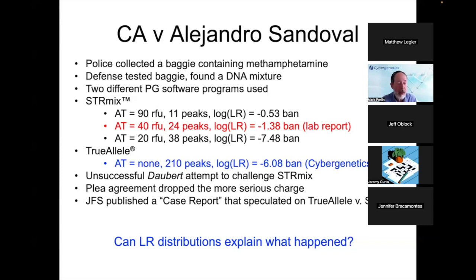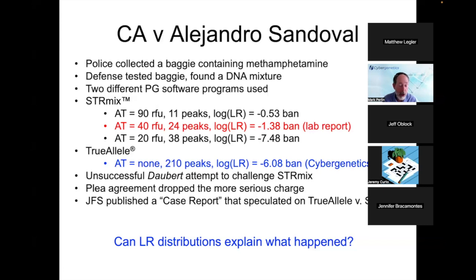We were asked by the lab to run TrueAllele on this. We don't have an analytical threshold. We looked at all 210 peaks. The log LR was a little under negative 6 ban, which is 1 in a million. There was an unsuccessful Daubert challenge with StarMix. The federal prosecutor dropped his challenge and they agreed to drop the more serious charge against the defendant.